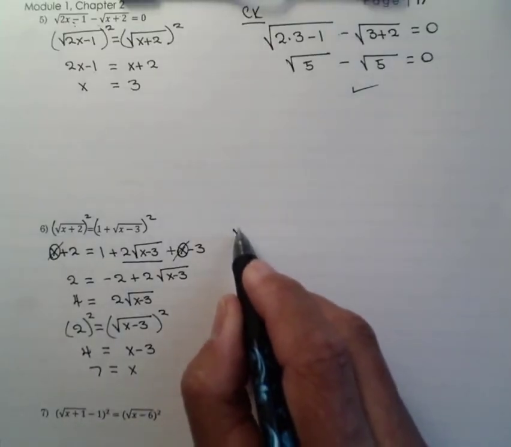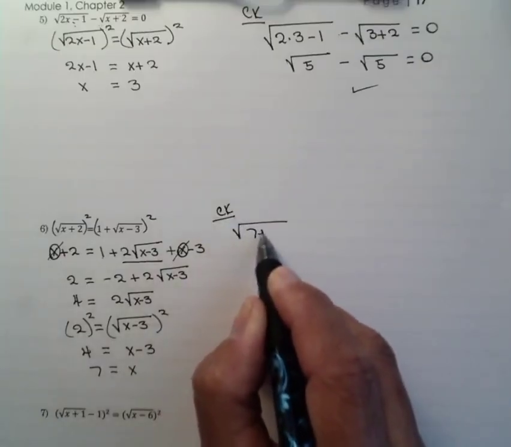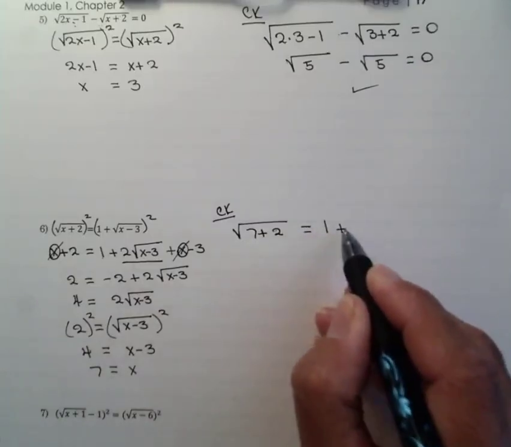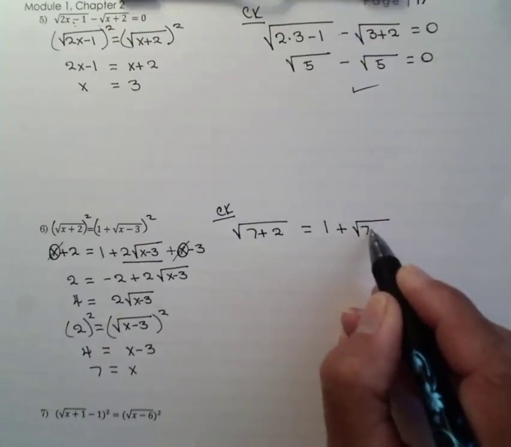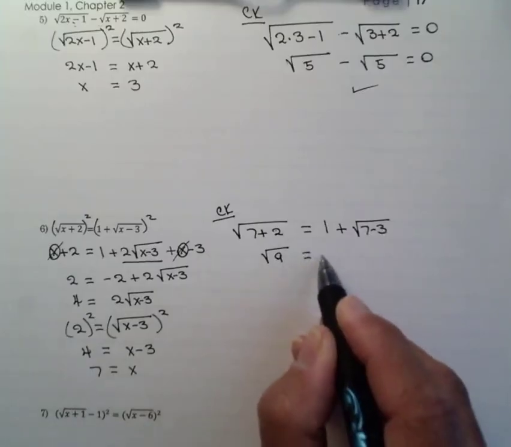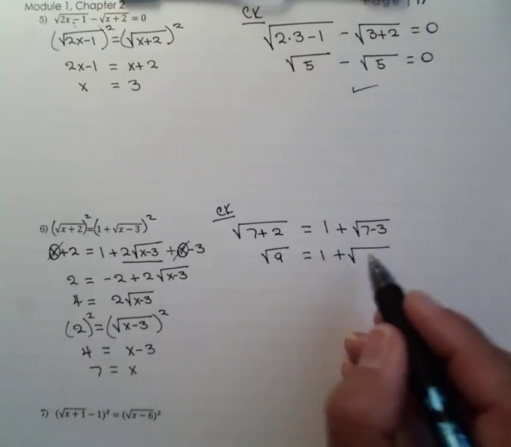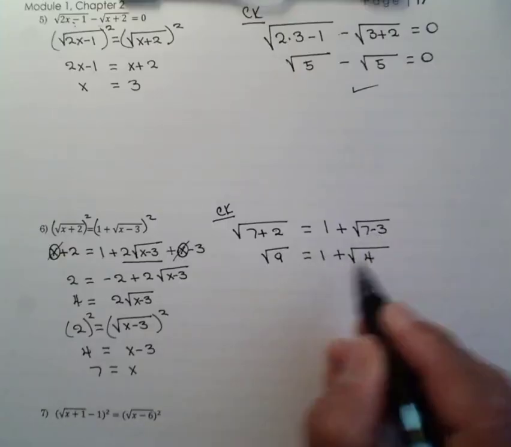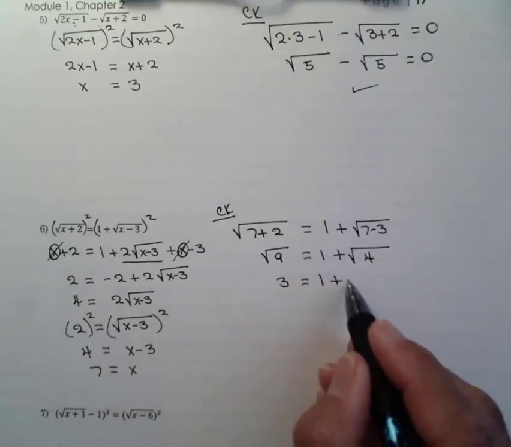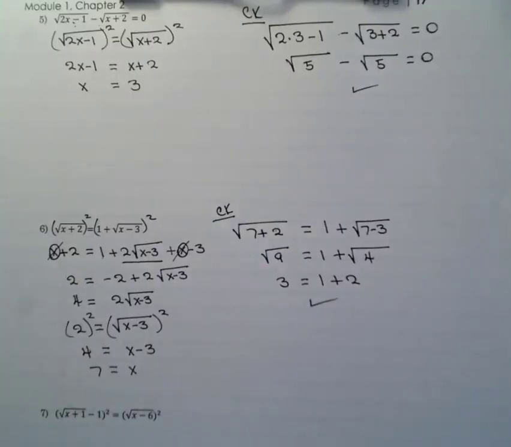Now let's try it out. Checking this, the square root of 7 plus 2 is supposed to equal, or we're checking to see if it's equal to, 1 plus the square root of 7 minus 3. Well, the square root of 7 plus 2 is the square root of 9. And we want to add 1 to the square root of 7 minus 3, which is the square root of 4. Square root of 9, that's 3. This is 1 plus the square root of 4, which is 2. So 3 is equal to 1 plus 2. So we have checked it and it works.